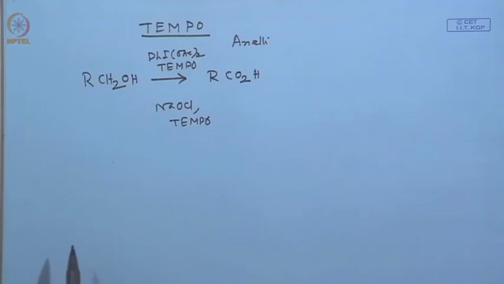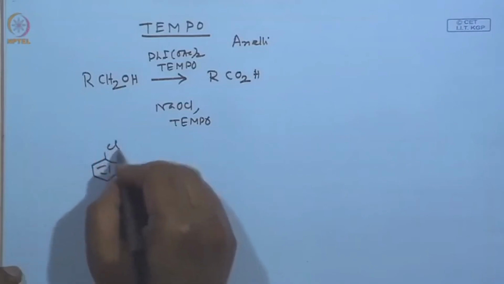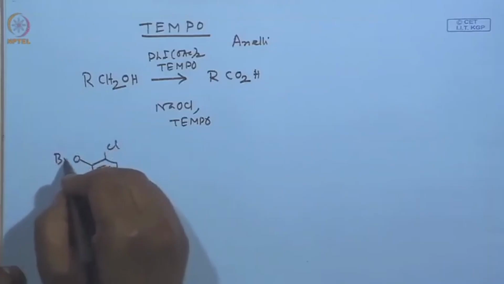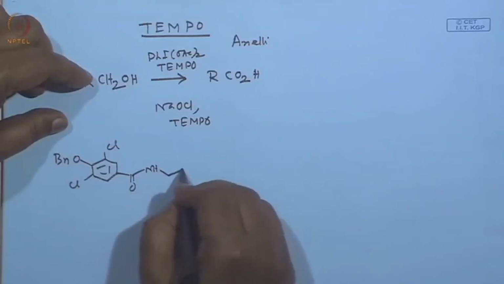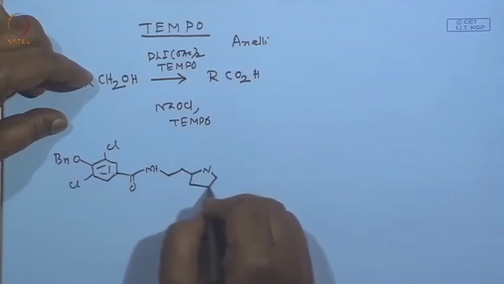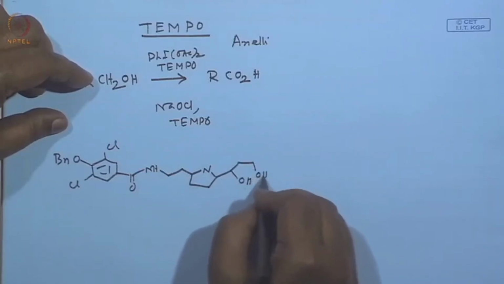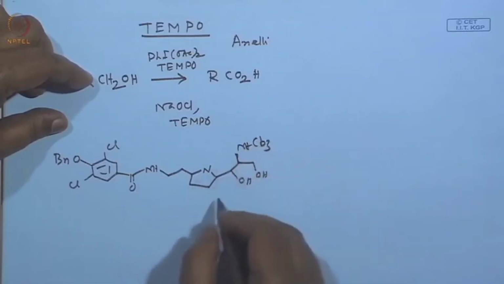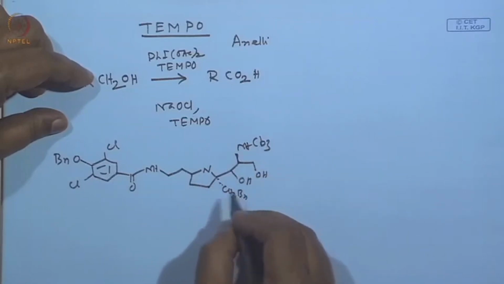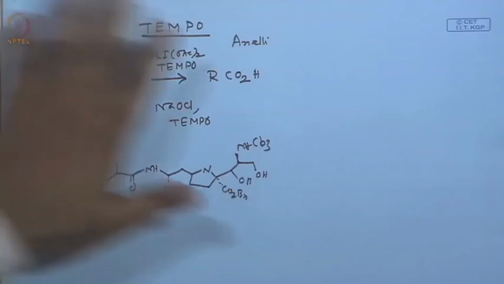What is the beauty? I will just give you one example that will tell you the beauty of this reagent. The structure of the molecule is like this. You have a benzene ring, dichloro, then you have a benzyl and an amide here, and then a pyrrolidine structure, then a 1,3-diol, and then nitrogen with a CBZ protecting group, and here a carboxylic protecting group. So you have so many functionalities.